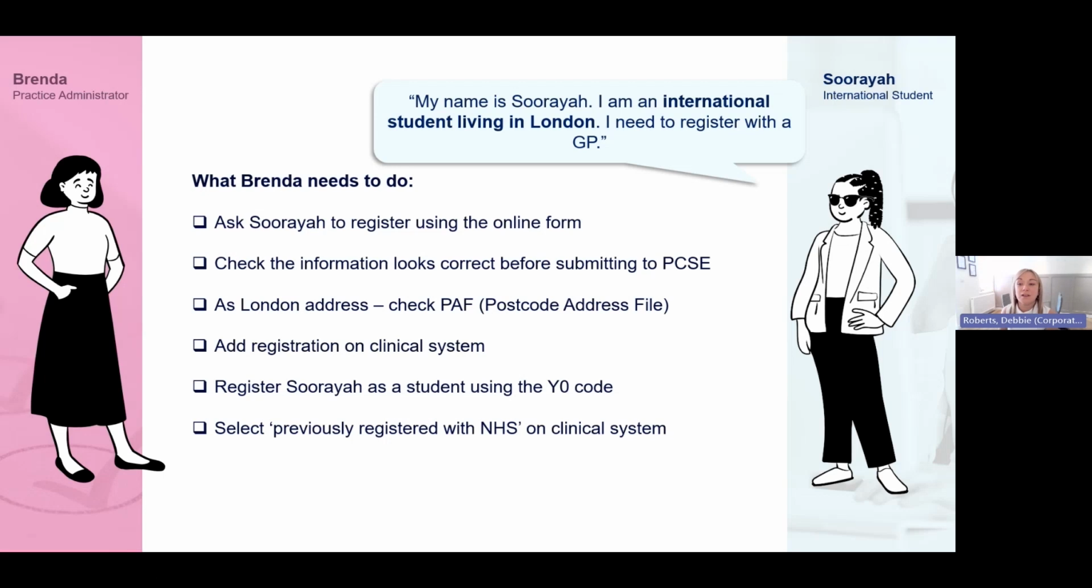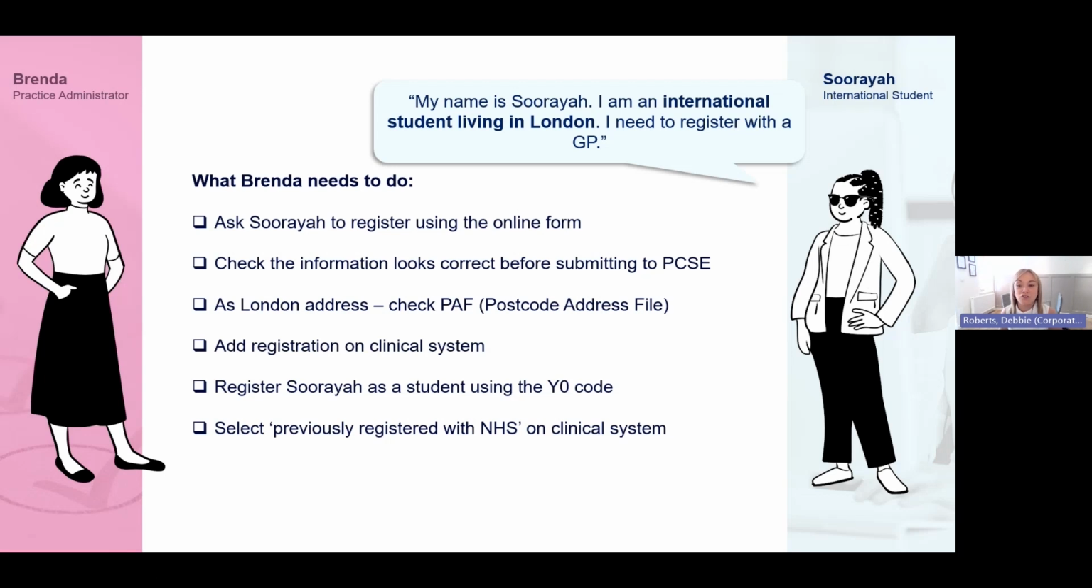So Soraya will need to follow the same steps as Habib, which is to complete the online patient registration form. Once received, Brenda will need to check that all the details look correct before entering it on the clinical system where necessary. Now, as Soraya lives in London, it would be a good idea for Brenda to check Soraya's residential address on PAF, which is short for postcode address file. She'll then need to add the registration to the clinical system.